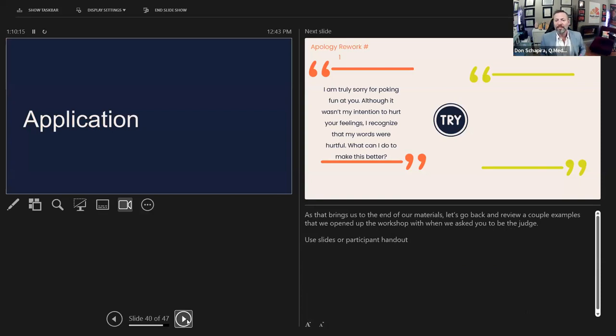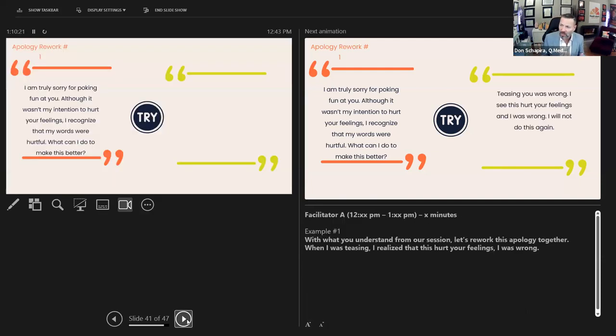So this kind of brings us to the end of those materials. And now we're going to start reviewing a couple of other options. And we start talking about this.